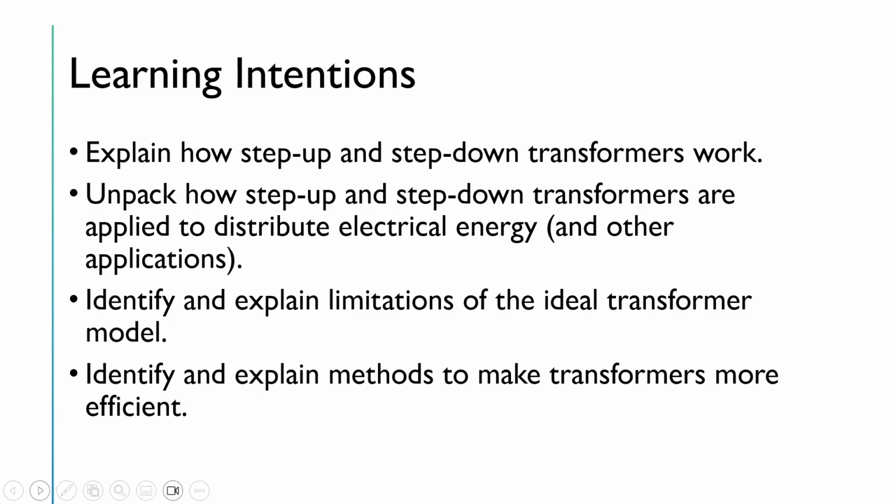So our key aims, I'm going to look at applying transformers first. So we'll explain how step up and step down transformers actually work, unpack how these transformers are applied to the distribution of electrical energy, as well as some other applications. And then what we'll start to do is look at how the ideal transformer model and our equations that we unpacked last lesson aren't exactly reflective of what happens in real life. And once we understand why the ideal transformer model isn't perfect and why there are some limitations, we're going to look at ways in which we can make transformers behave and act more efficiently.